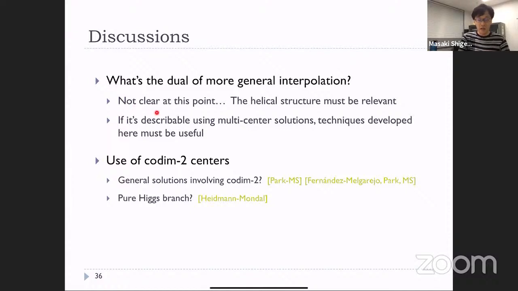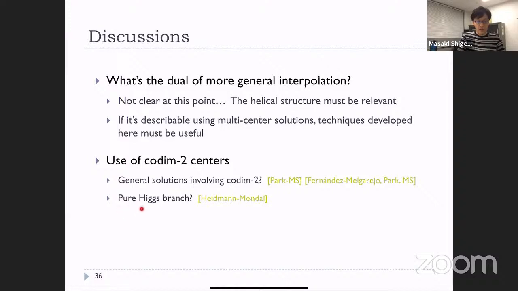Not clear at this point to me, but all I can say is that the helical structure must be relevant. And also, it's going to probably include the helical structure, which can be visible as a codimension 2 solution, codimension 2 centered in this multi-center solution setup. And for constructing such solutions, this technique that we just developed here must be useful. And it's interesting to study the most general solutions involving codimension 2, and in that direction I tried a bit.